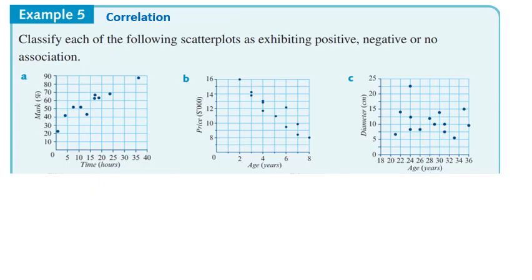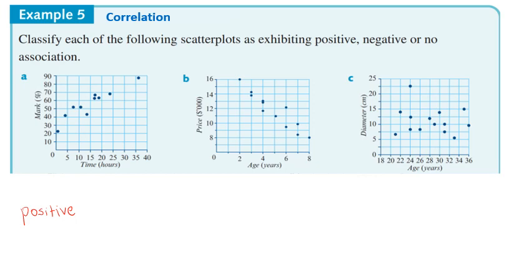Okay, let's have a go at describing the correlation of these scatter plots. So the first one, I've actually cropped out the description, but what it's showing is the relationship between the time spent studying for a test and the mark you end up getting on the test. So as we can see, it's going in an upwards direction, so it's a positive correlation, which makes sense. The more you study for a test, usually the higher mark you're going to get.